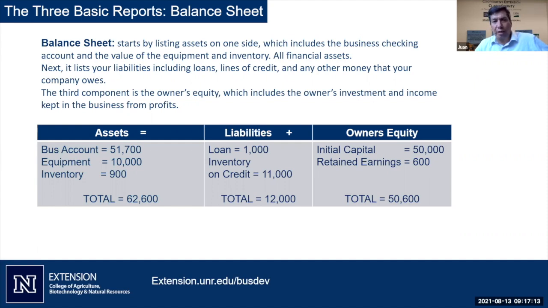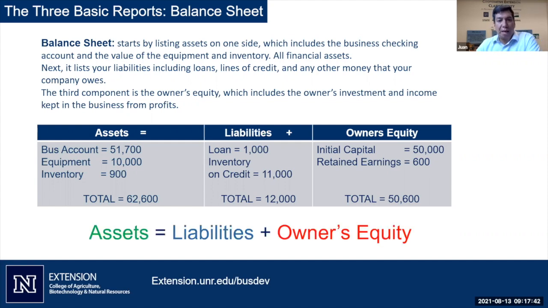And then your owner's equity, includes owner's investments, income that you kept from previous years, money that you got from selling stocks and things like that. So always your assets are always equal to your liabilities plus your owner's equity. Okay, 12 plus 5,600, 62,600. That's liabilities plus owner's equity.